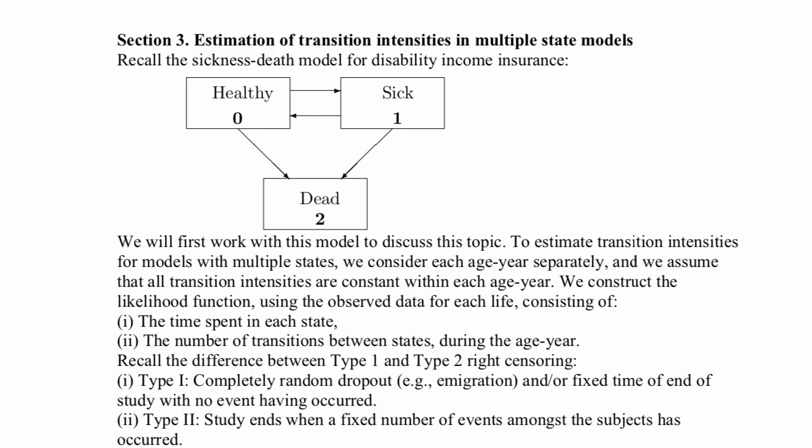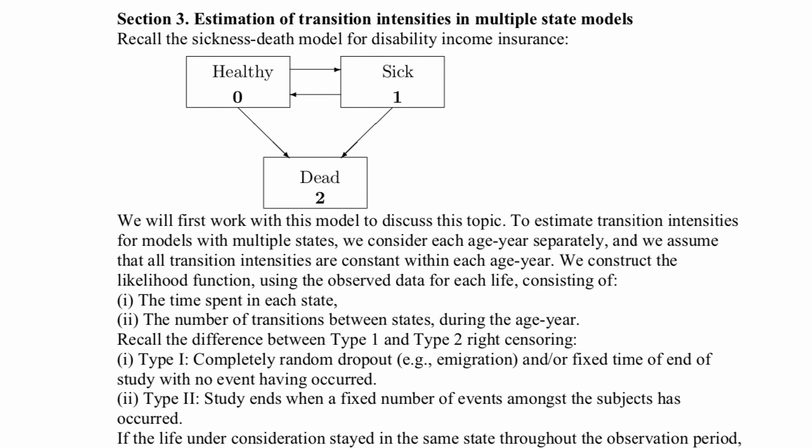So we'll be looking now at the issue of estimation of transition intensities in multiple state models. We discussed state models before. You understand multiple state models. We'll start with the context of the simplest sickness-death model in disability income insurance. You're familiar with it. We talked about it before.